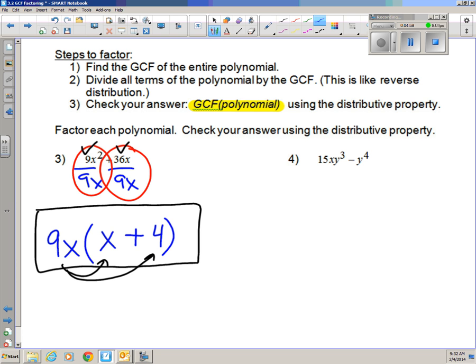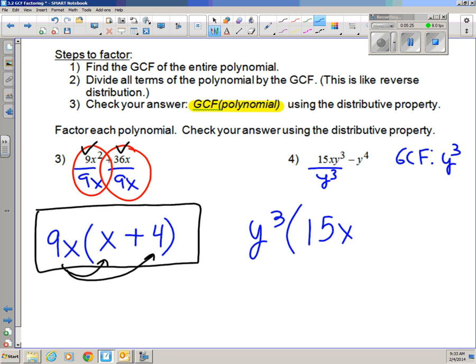Let's take a look at 4. My GCF, well, I don't have any variables as a GCF. In terms of, if I look at my x's, x's is not common to both. Y's is common to both, but the most I can take out one time is y cubed. So my answer becomes y cubed, and I can open up a parenthesis. If I divide 15x cubed by y cubed, what's left over is 15x. If I divide y to the fourth by y cubed, what's left over is minus y.